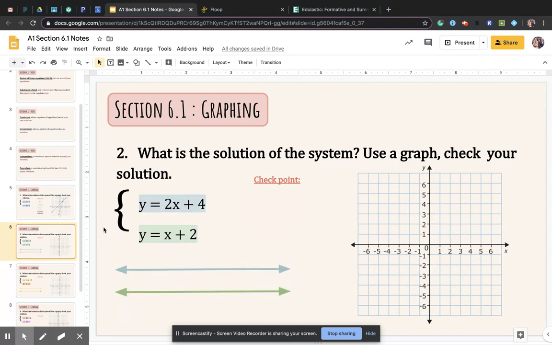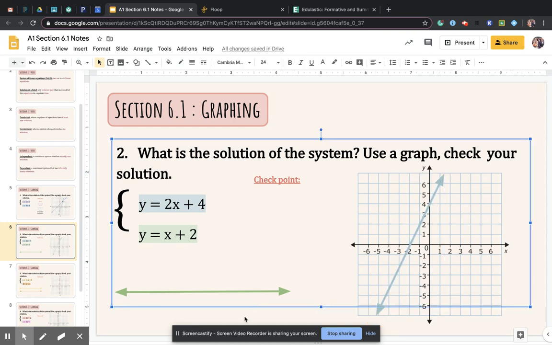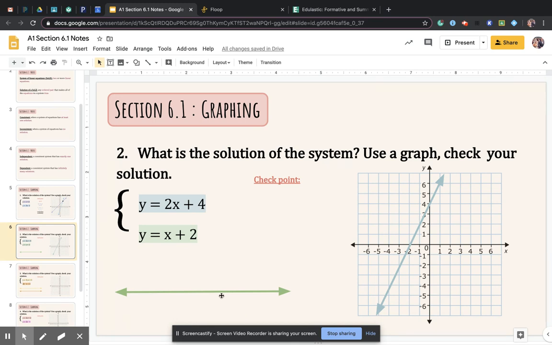Okay, let's do another one. For this one, again, they're both in slope-intercept form. I'm going to graph this bluish one first. We're going to start at 4, and then the slope is up 2 over 1. So I'm going to change this so it's up 2 over 1. And then I'm going to extend it out, making sure I'm still following the up 2 over 1 pattern. Remember, up 2 over 1 is the same as down 2, left 1.